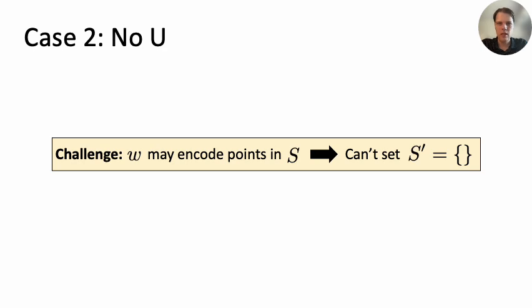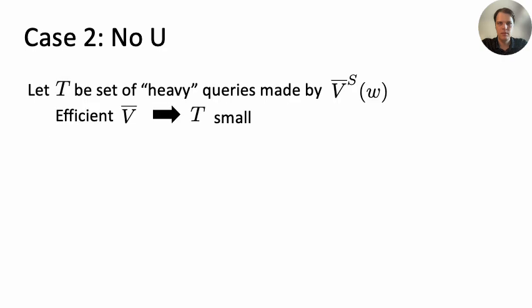Okay, let's make things a little harder. Let's just say there's no U, but now the verifier actually gets a witness W. The challenge is that W may actually encode points in S because W can depend arbitrarily on the set S. So we can't anymore set S prime to be the empty set.